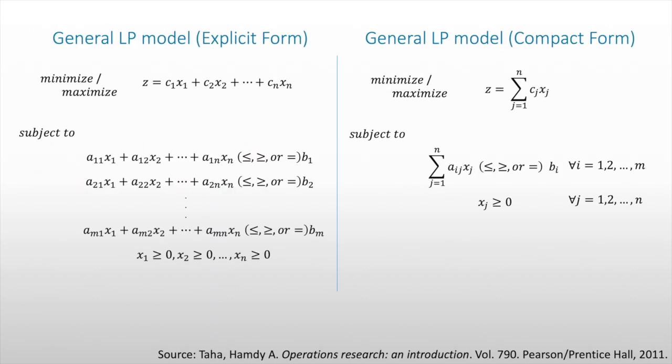This is the comparison between the two. If you observe, the number of constraints in the compact form is only limited to two. One is our set of constraints, which is the limiting specifications, and then our non-negativity constraints. But in our explicit form, there are really a lot.